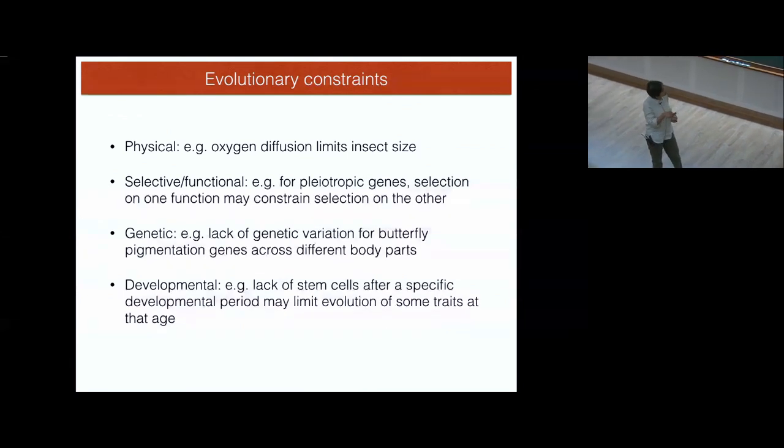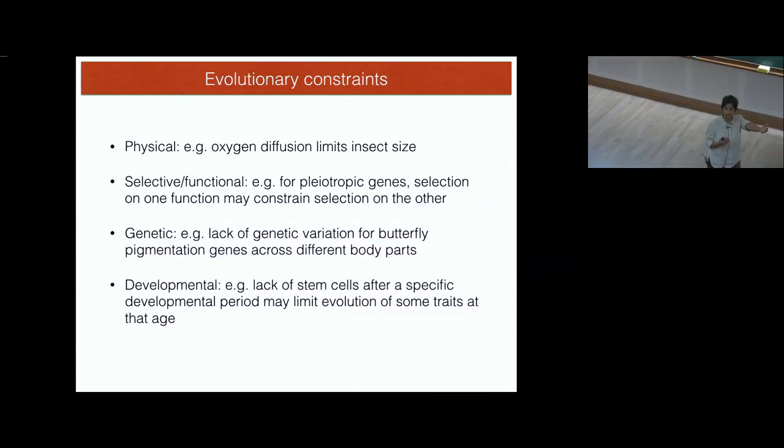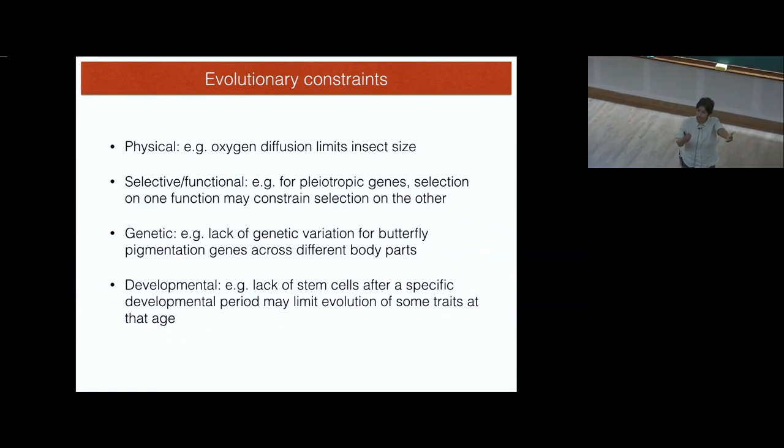You may have selective or functional constraints. For example, pleiotropic genes, where one gene has multiple effects on different phenotypes, right? So if there's selection on one phenotype, then the evolution of this gene with respect to its impact on another phenotype may be constrained. Does that make sense? Yeah. So pleiotropic genes may face such constraint.